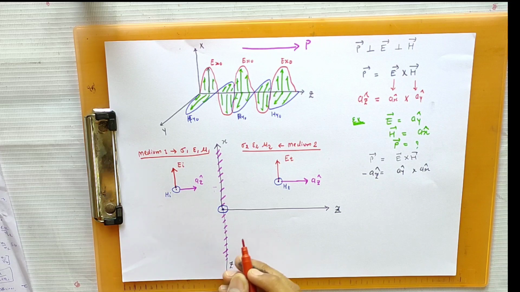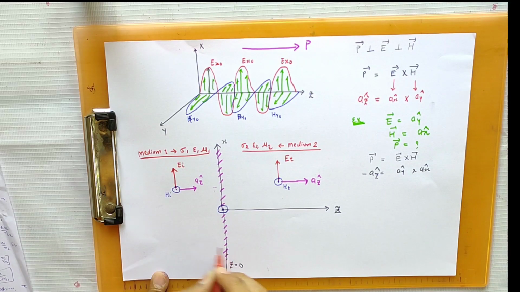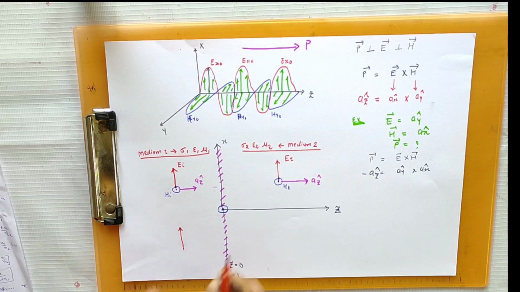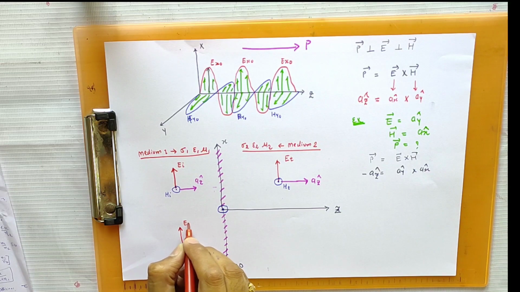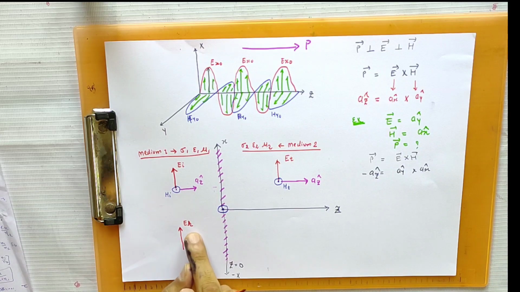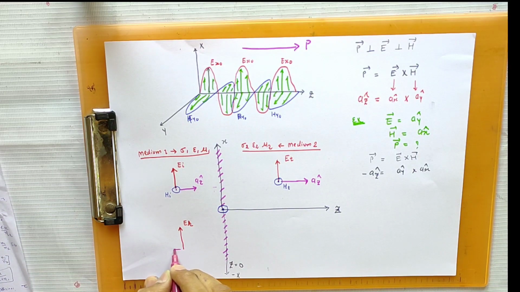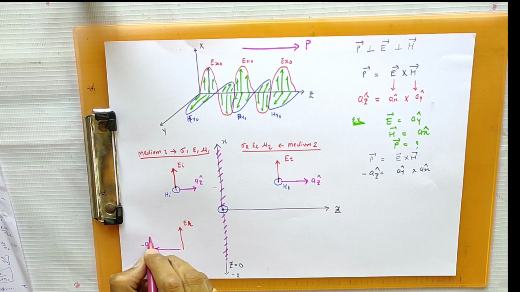Okay, so some portion of the electric field is reflected back, and we have to assume the electric field is in the same direction when it is reflected back. Okay, it is in the x direction. So this is the reflected wave, E_R, E subscript R, reflected wave. Now which one is the propagation direction? The propagation direction is the minus z direction.